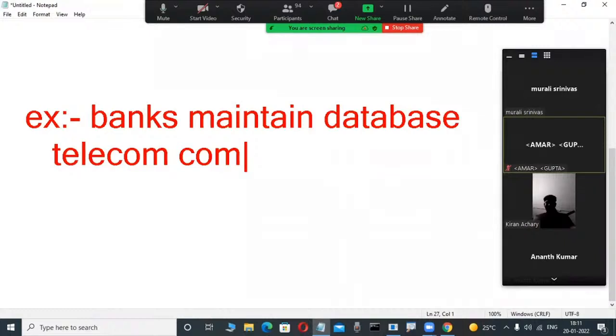Suppose so many people nowadays are purchasing items through online portals like Flipkart and Amazon. Those online shopping portals also maintain databases. Because when you purchase an item, how is the order number generated? Through a database application, using the auto increment concept.